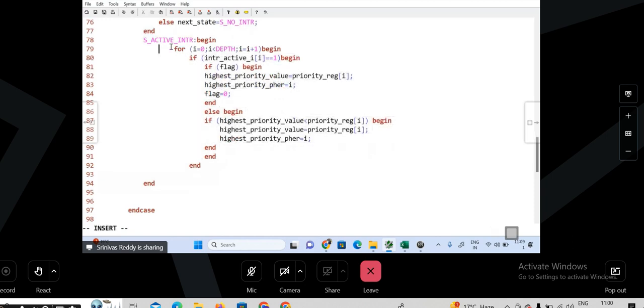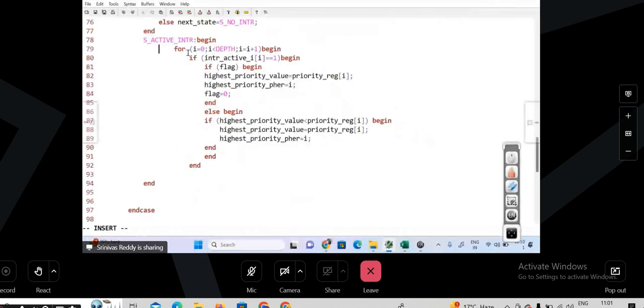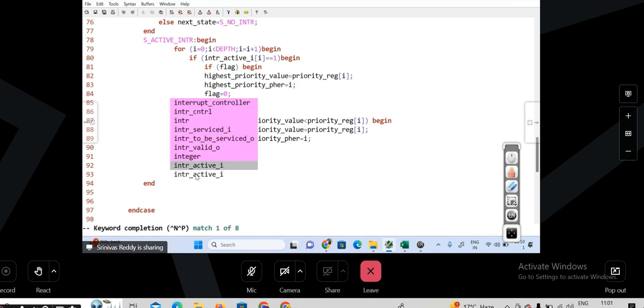His flag is not raised, so I'm not selecting that interrupt active. Only when this is equal to 1, I'm selecting. Did you understand? Now here, this is a 1, I'm selecting this. First I have to take this value. What I'm doing in this case, you understand this piece of code here.